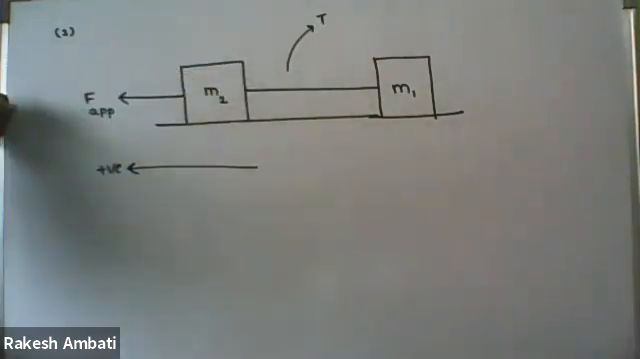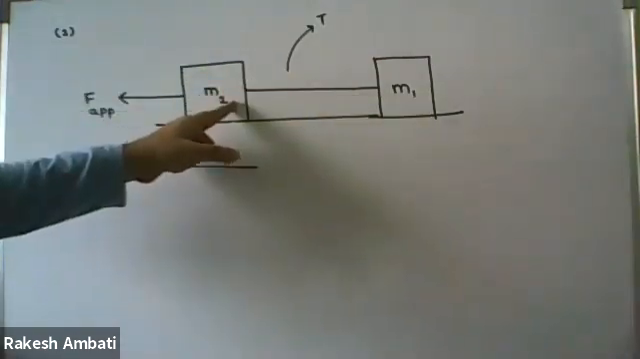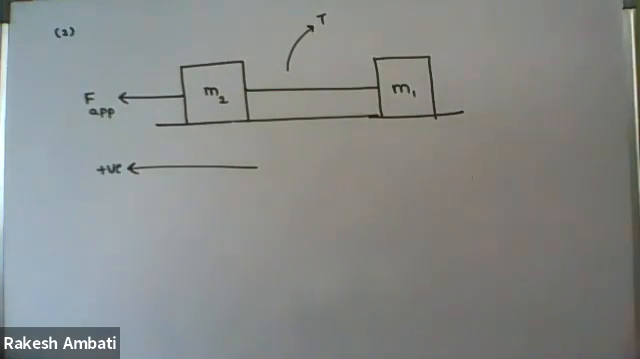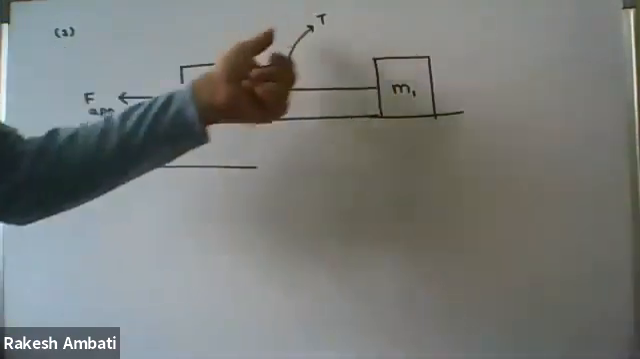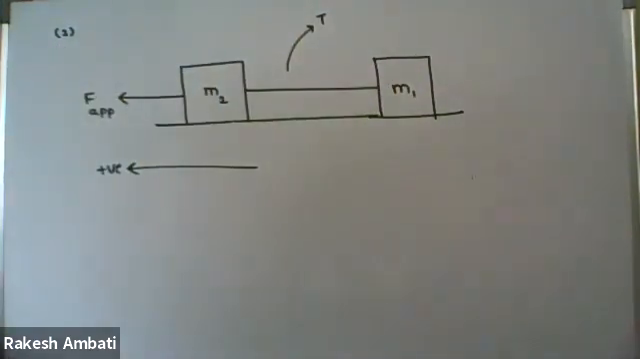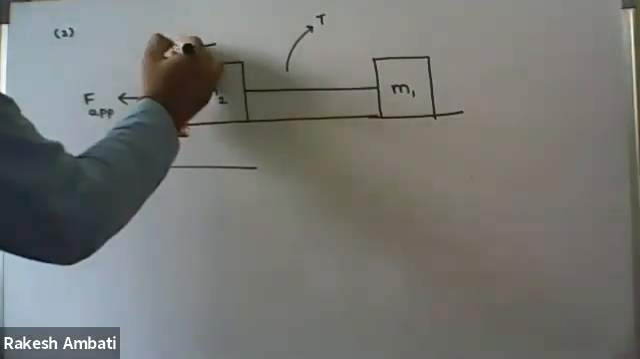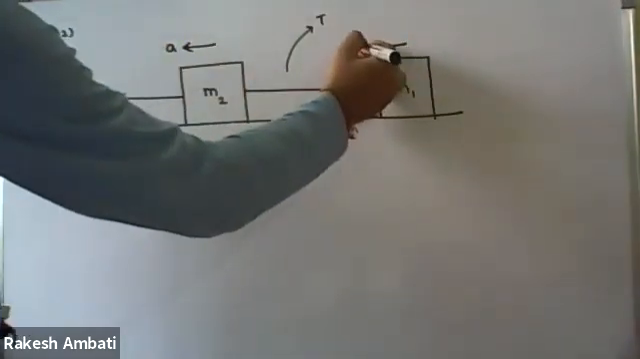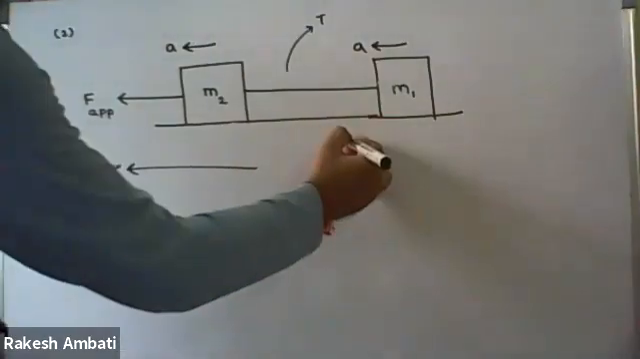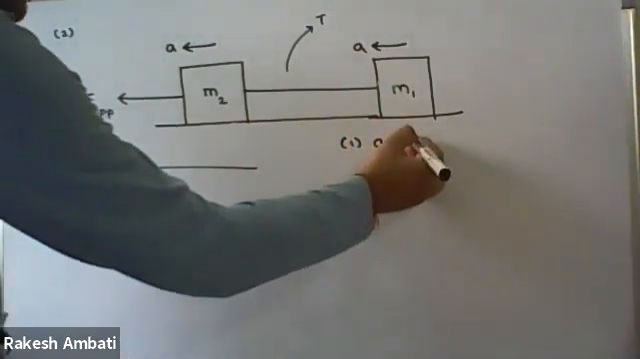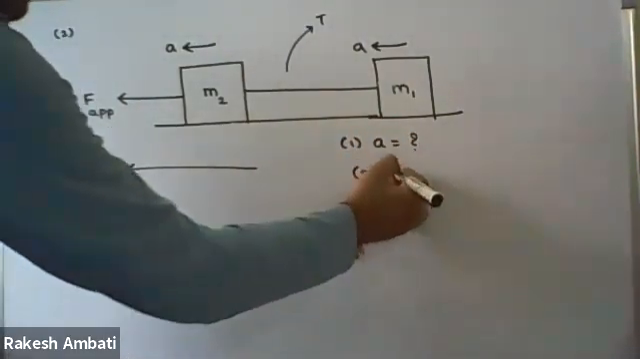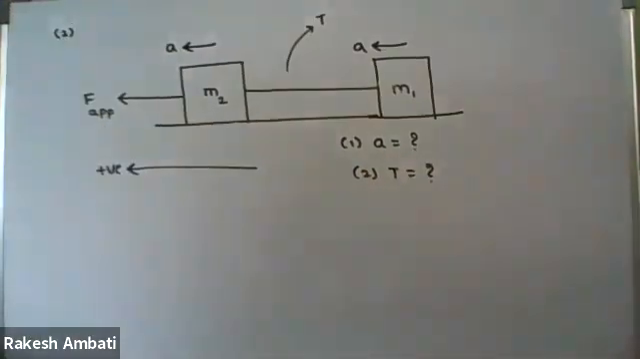Now, due to the applied force, the M1 and M2 blocks move together with the same acceleration to the left side. The question is, you have to find the acceleration. And the second question is, you have to find the tension force in the string.